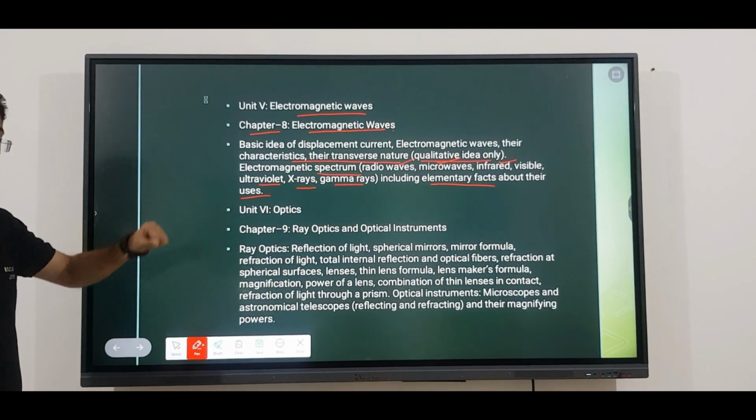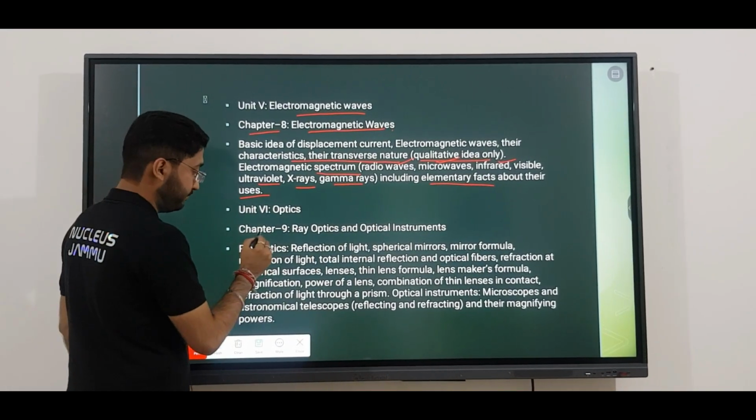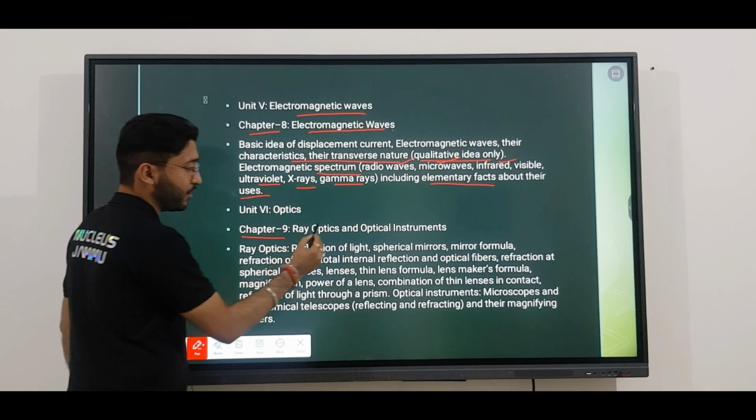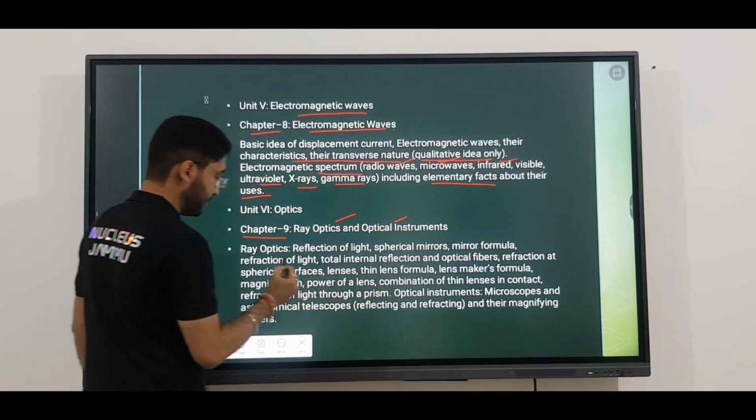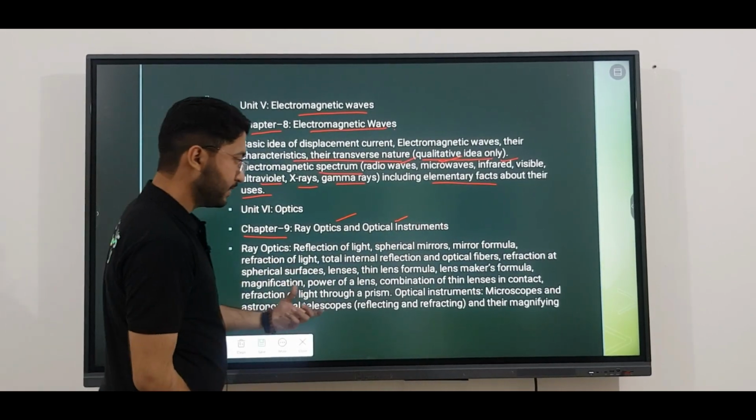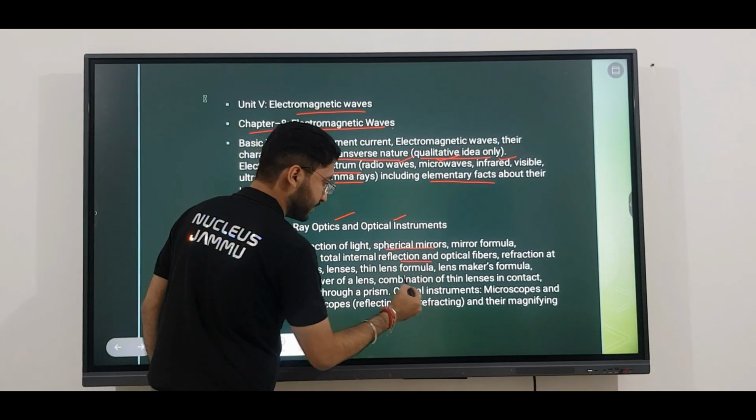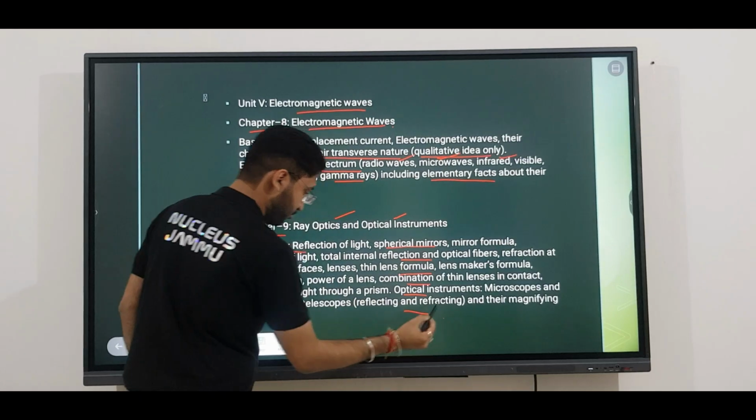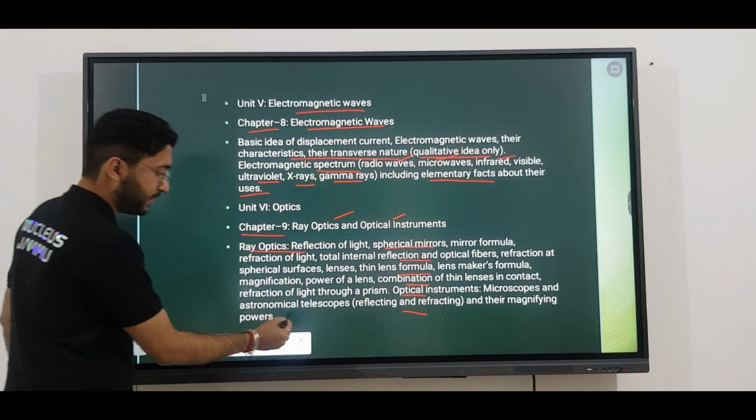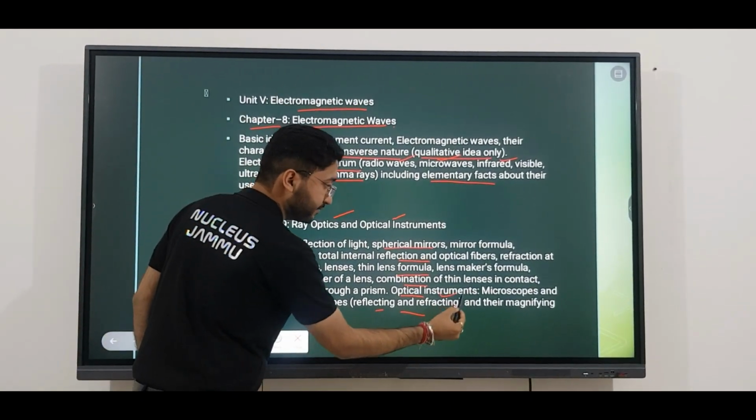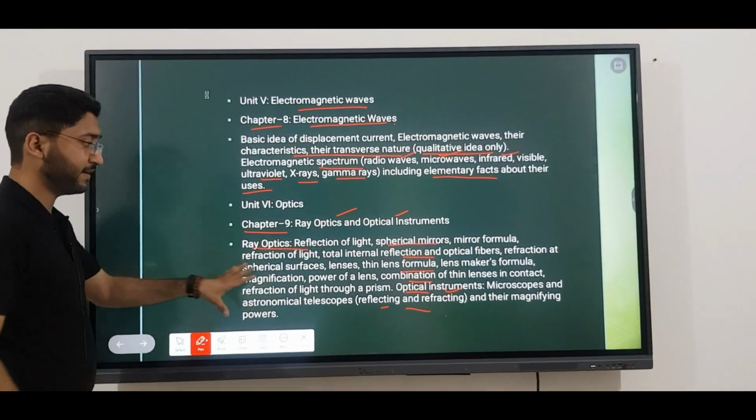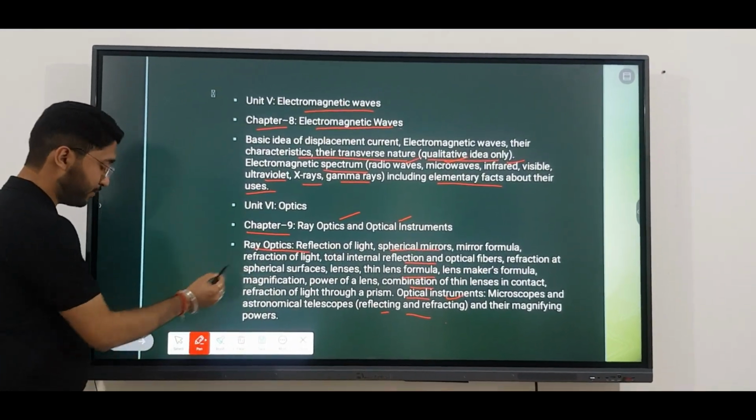Now there comes Unit 6, Optics, and there is a division, Chapter 9, Ray Optics and Optical Instruments, and these are the topics, and mainly you have to study all these topics: astronomical telescope, reflecting and refracting. All these topics are very important from ray optics.